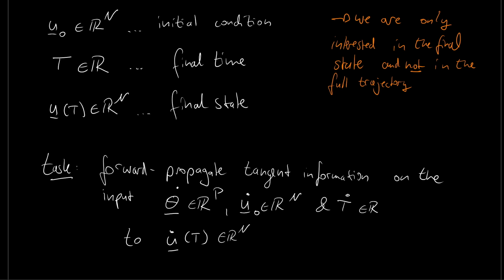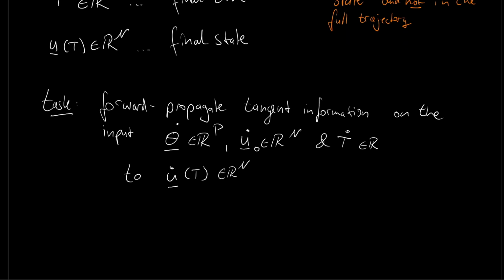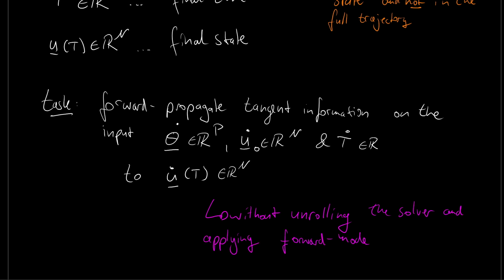And we want to do this in more general terms. So you could also have the case where you only have tangents on the parameter, but have the initial condition and the integration time fixed, or you have 2 out of the 3. So this is all possible. Of course, this will then simplify the actual rule, but here we want to derive it for tangents on all of the 3 inputs. And then an important remark here. Similar to the other implicit rules we derived so far, we want to do that without unrolling. So without unrolling the solver and applying forward mode automatic differentiation to its operations.